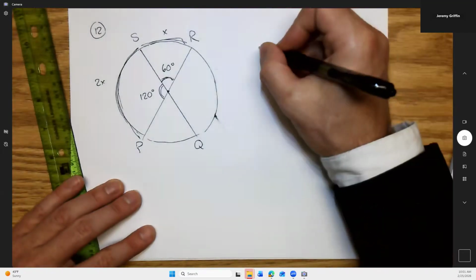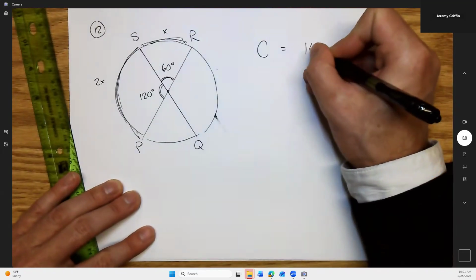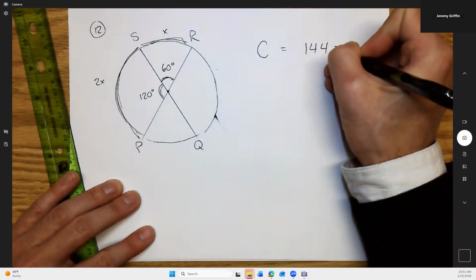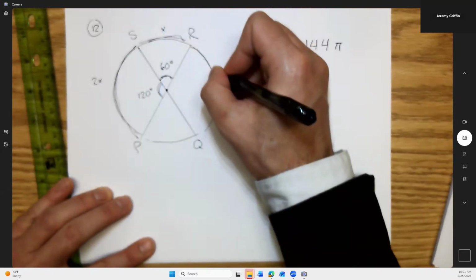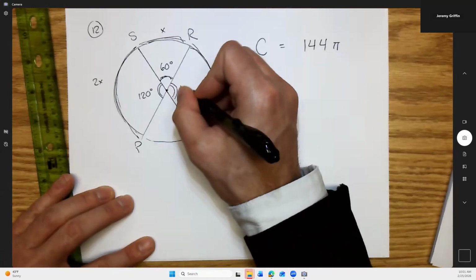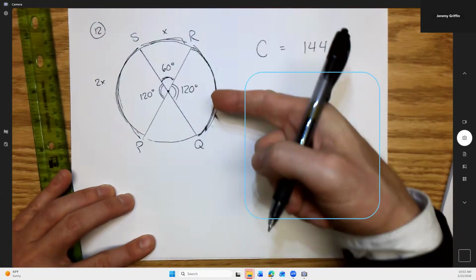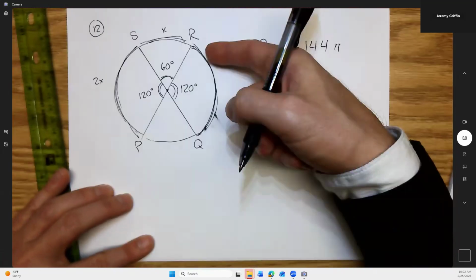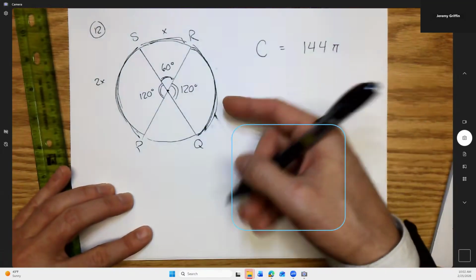Now they said the circumference is 144 pi. And the question is, what's the length of QR? So, guys, since now you know this is 120 degrees compared to 360 degrees for the entire circle, what fraction of the circumference is QR? A third. Yeah, a third.